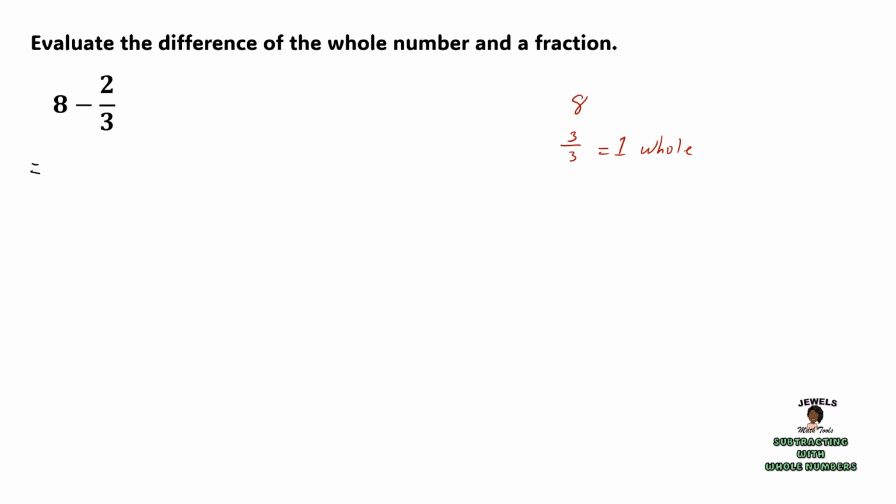So what I'm going to do now is separate my 8 into a whole number and a fractional part. So I'm going to subtract one whole from my 8, which will equal 7 wholes. And then that separate part, I'm going to break into a fraction of 3 out of 3.